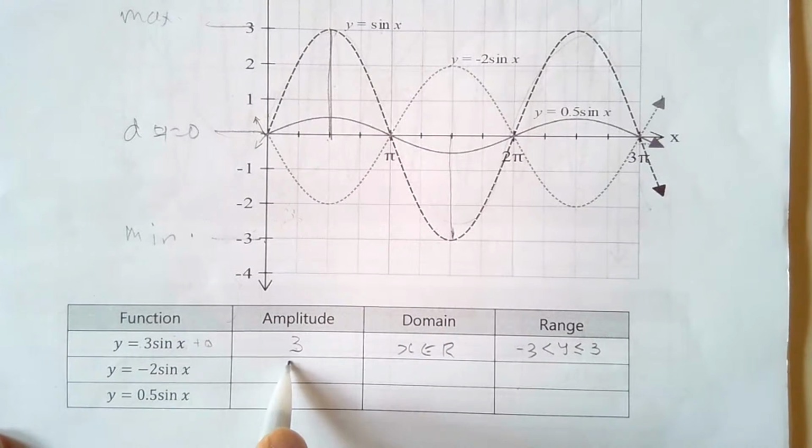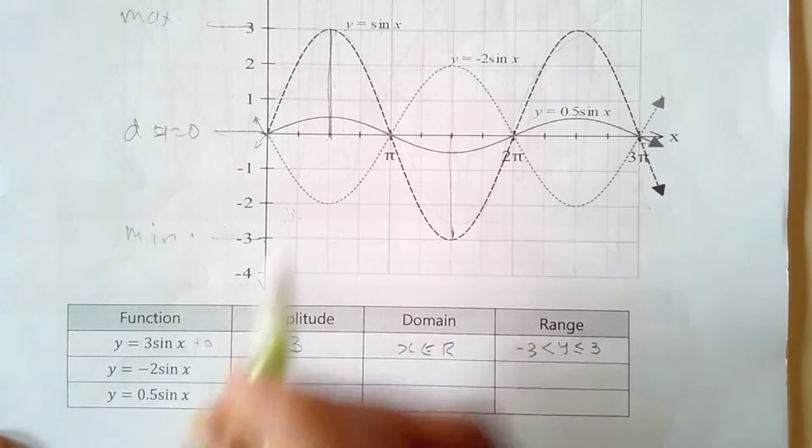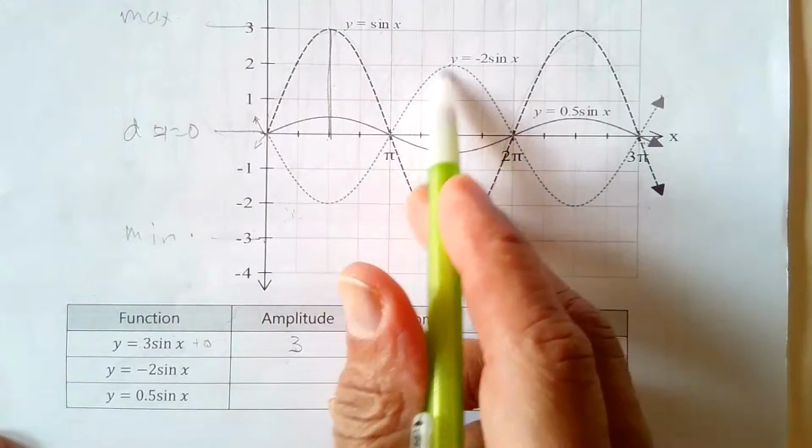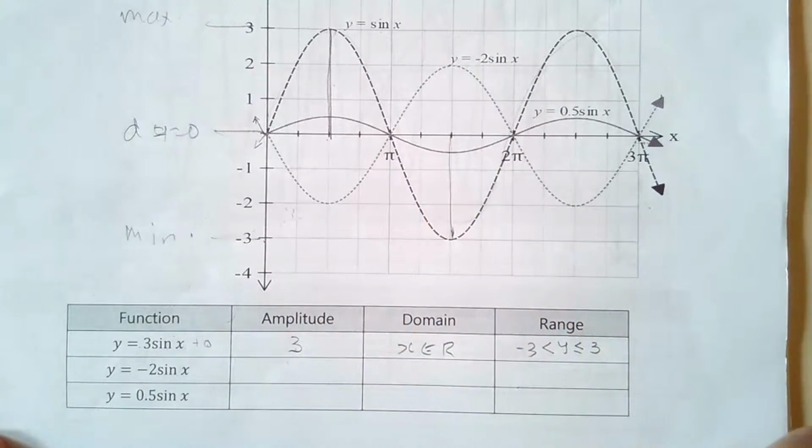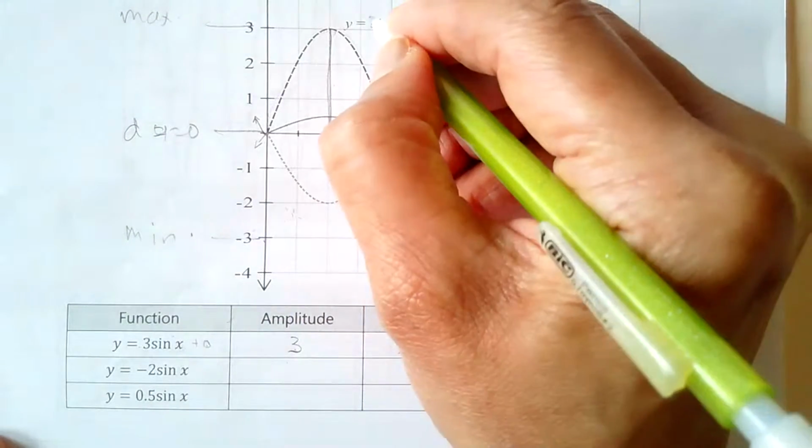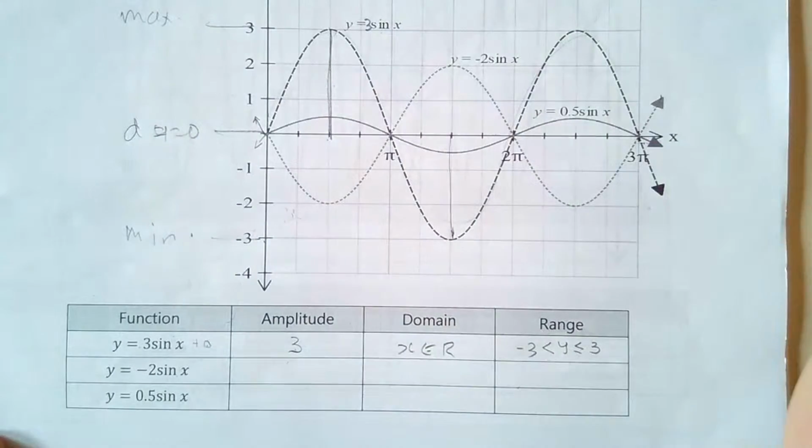Now, in the next one, it's a reflection. This graph here, y is equal to -3x. So this should be 3 here. There's a typo there.